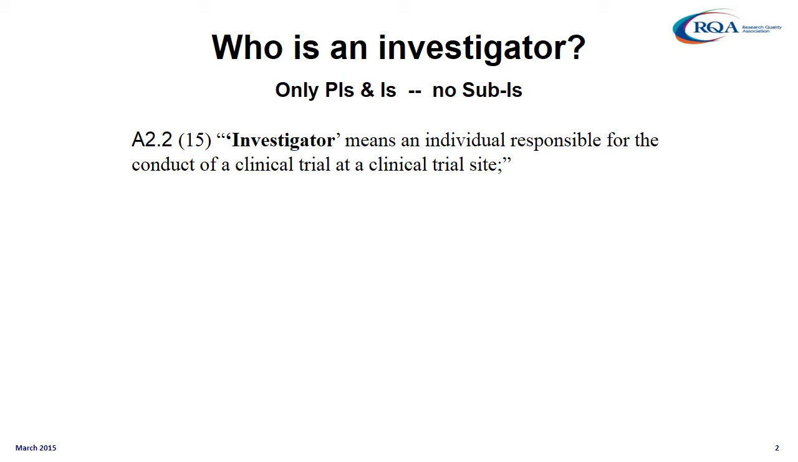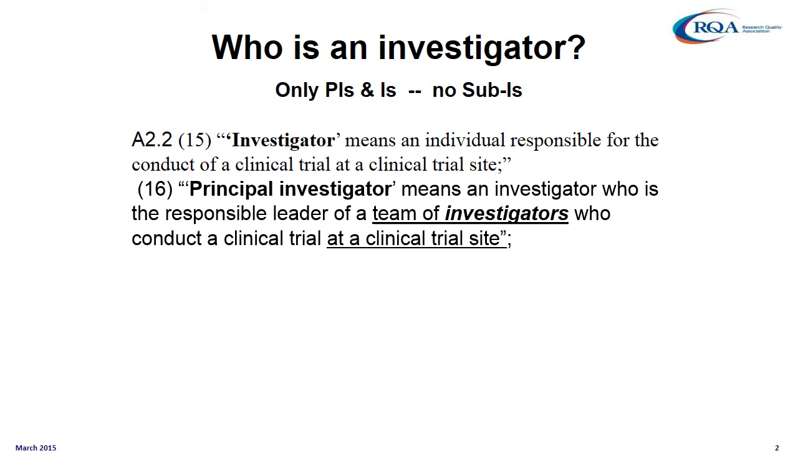Who is an investigator? Who's a clinical investigator in this? Well, we start off with the first definition in Article 2. Article 2.2 says an investigator means an individual responsible for the conduct of a clinical trial at a clinical trial site, so at the investigator site. Very simple, very easy to understand, particularly if there's one investigator at a site by themselves, nobody else they're working with. That is the investigator.